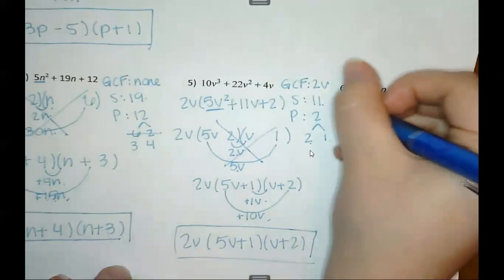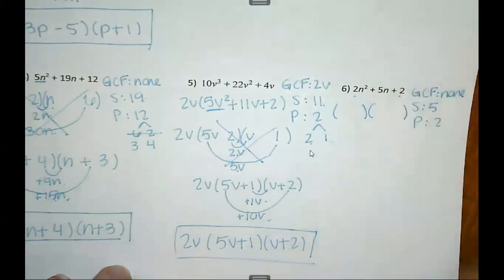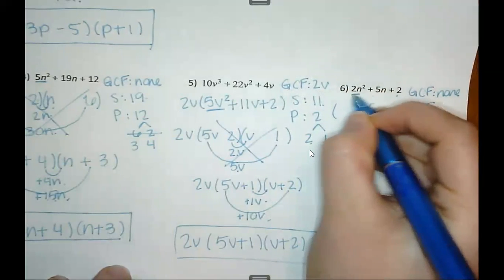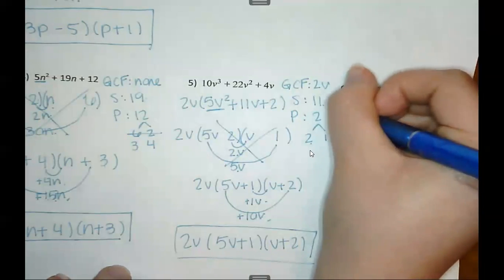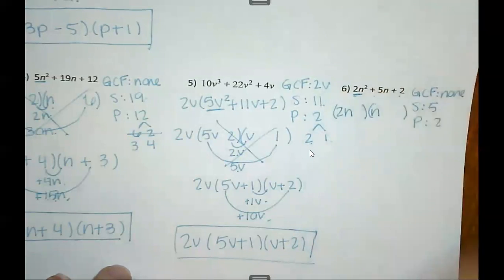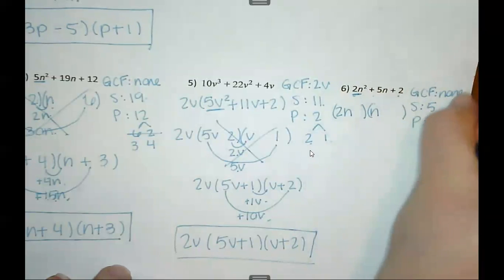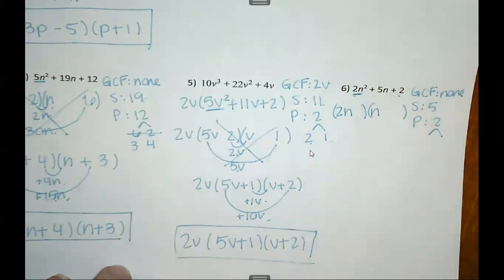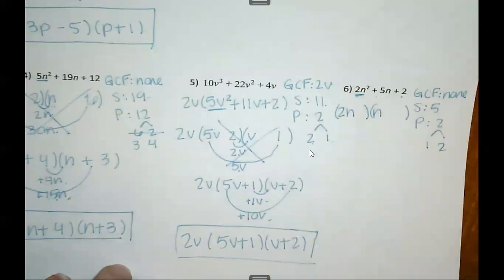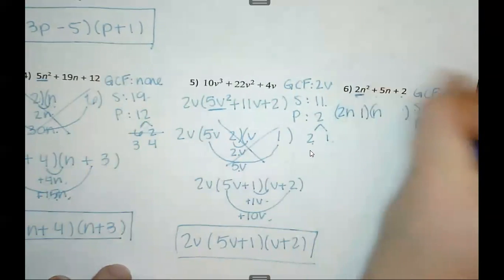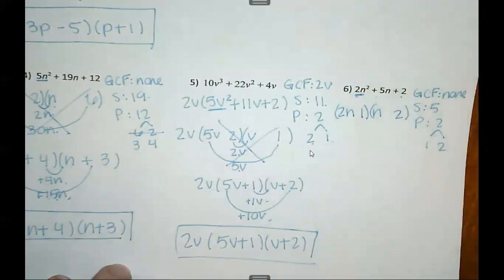So I need to break this into 2 sets of parentheses. At the front of my parentheses, we need something that multiplies to give us 2n squared. So that would have to be 2n and n. Then I need something that multiplies to give me 2. So that would be 1 and 2. So I plug in my 1 and I plug in my 2.